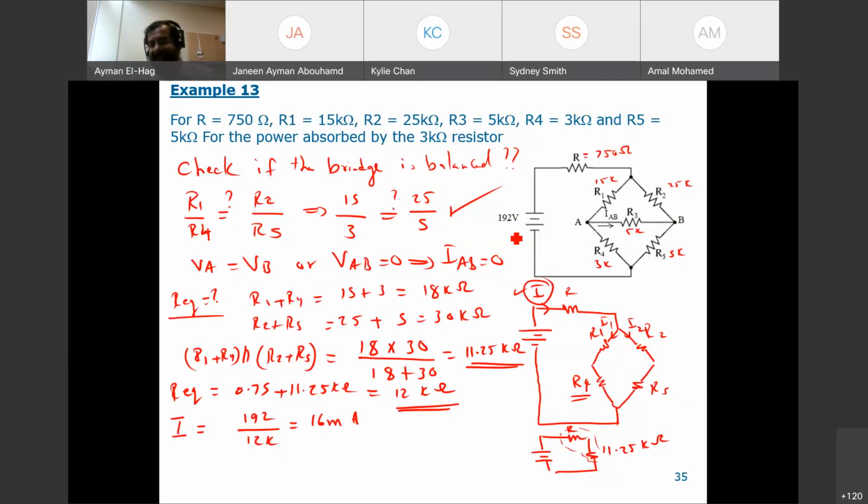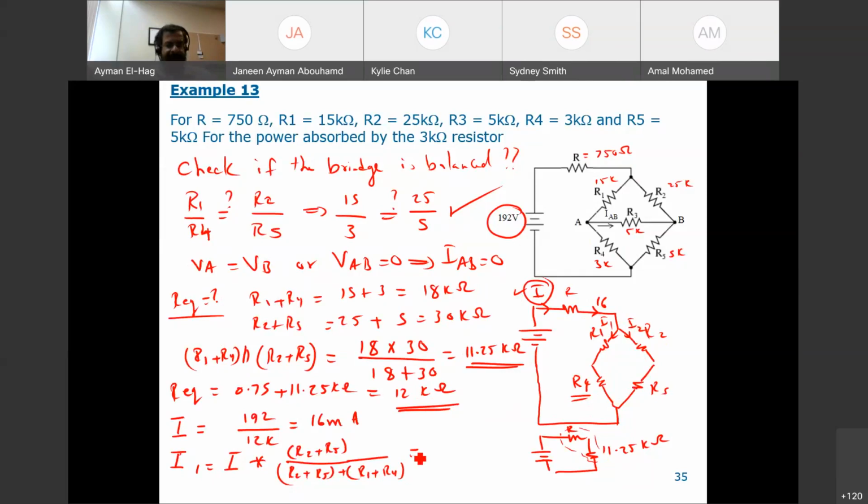Okay, so I have here 16 milliamp entering this circuit. It will see two branches, so I need to find I1. Yes, the total voltage is 192 volt. So your I1 is equal to I, the main current, times the other leg, R2 plus R5, divided by this leg and this leg, so R2 plus R5 plus R1 plus R4.